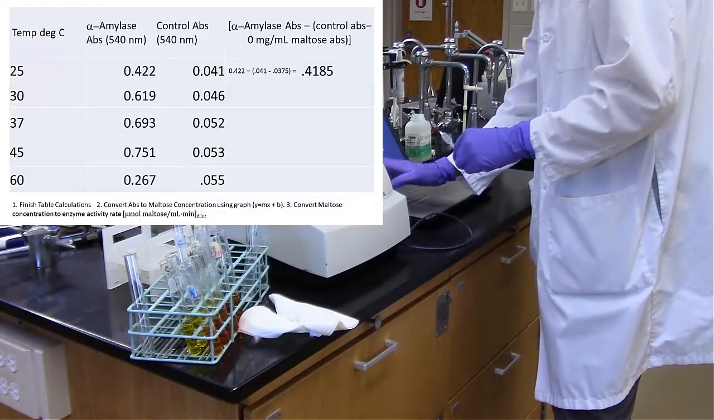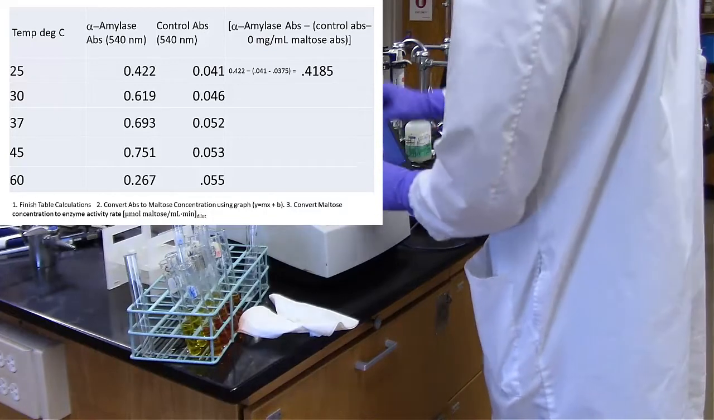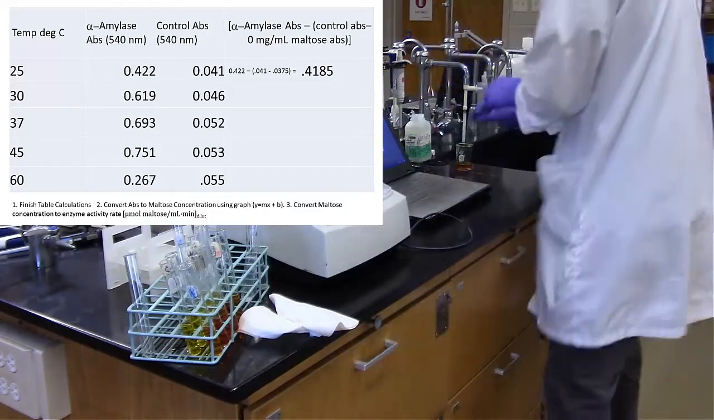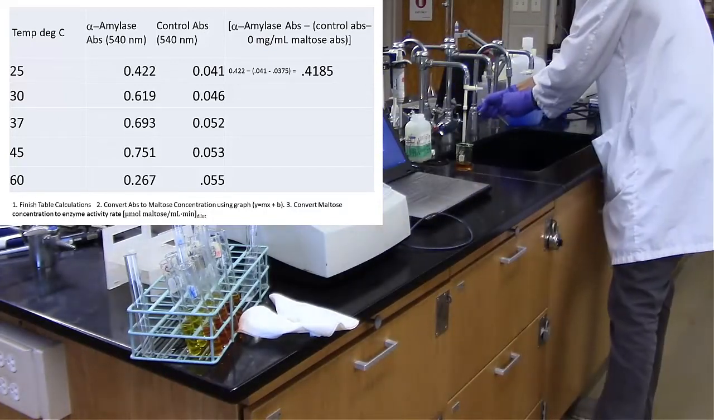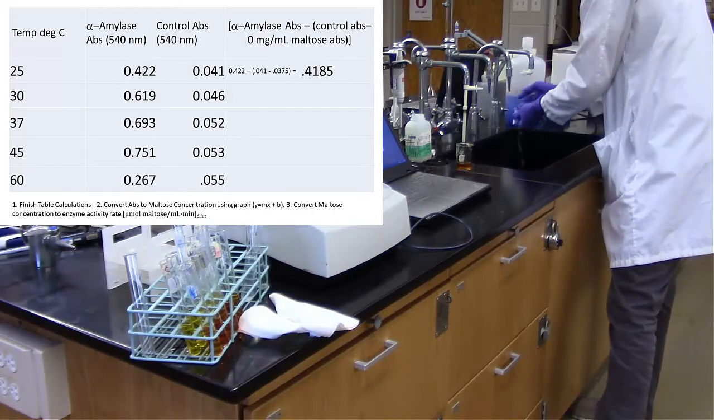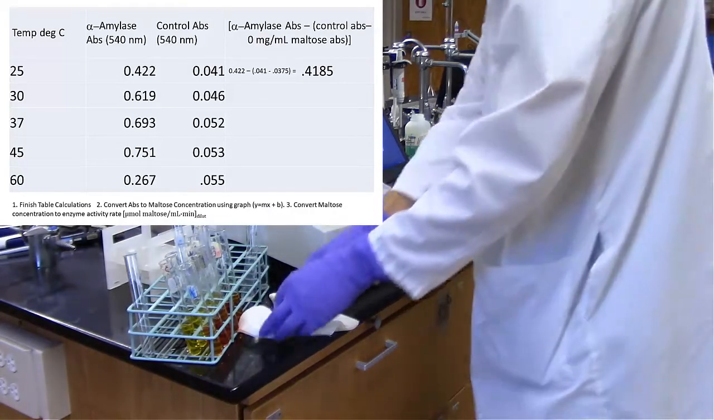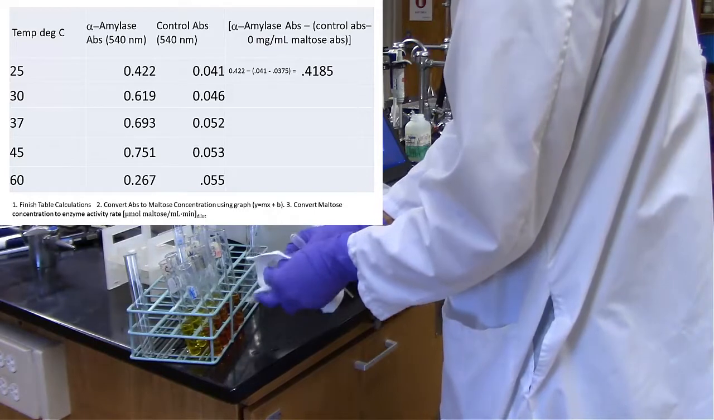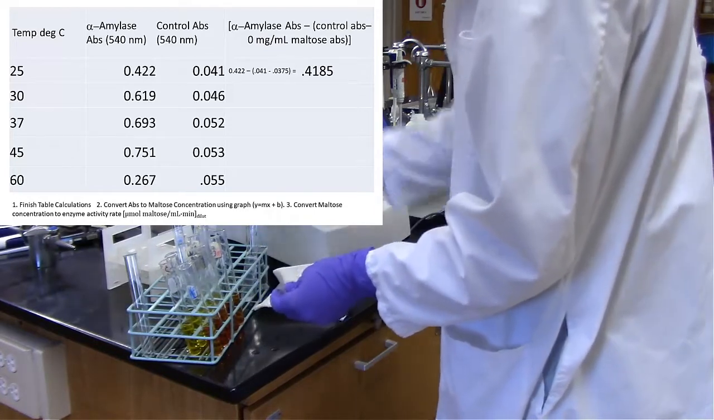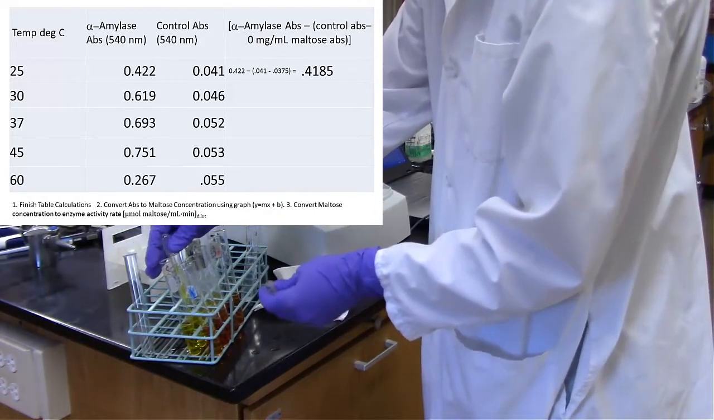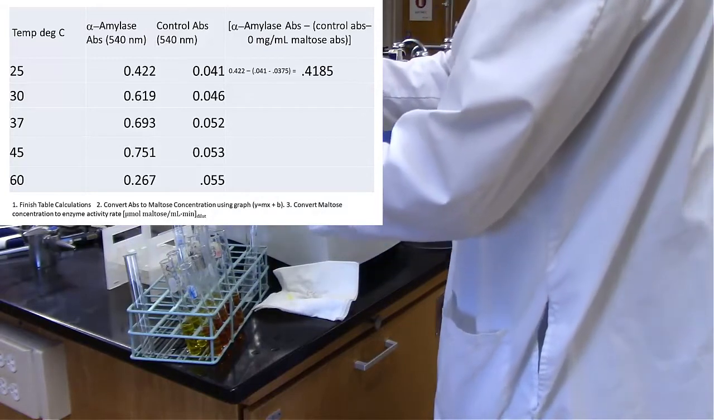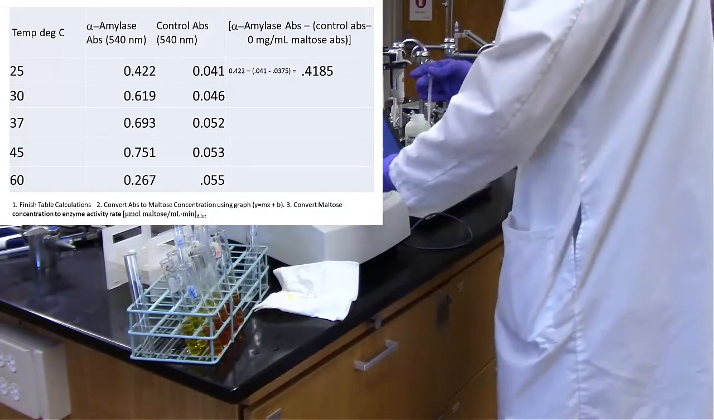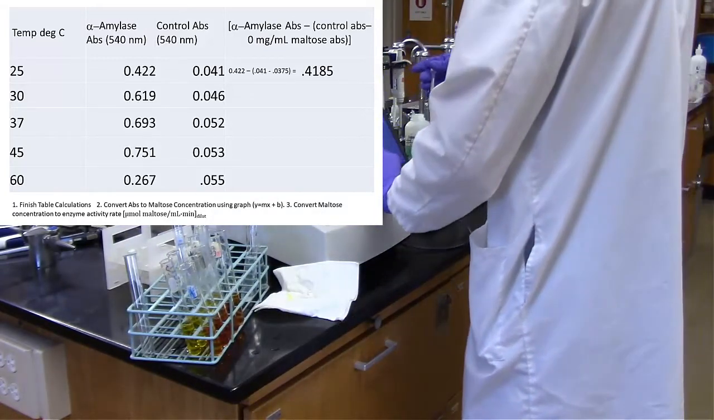So you need to go ahead and divide this by 3 to adjust that to a rate per minute, and then you can convert that absorbance into maltose concentration using your graph from the earlier part of the experiment. Once you have that value, you can then convert maltose to enzyme activity rate, which is what we want for our final data.